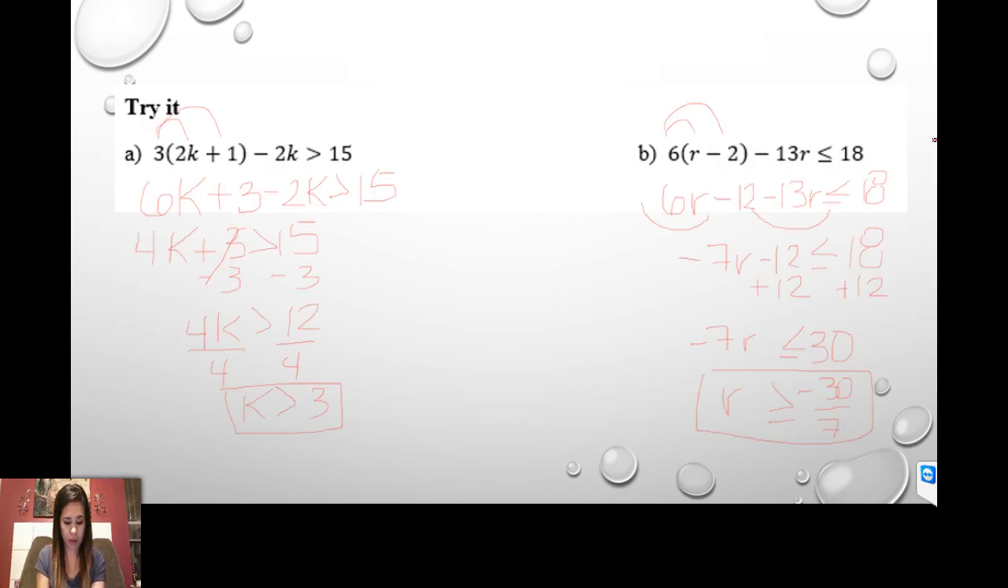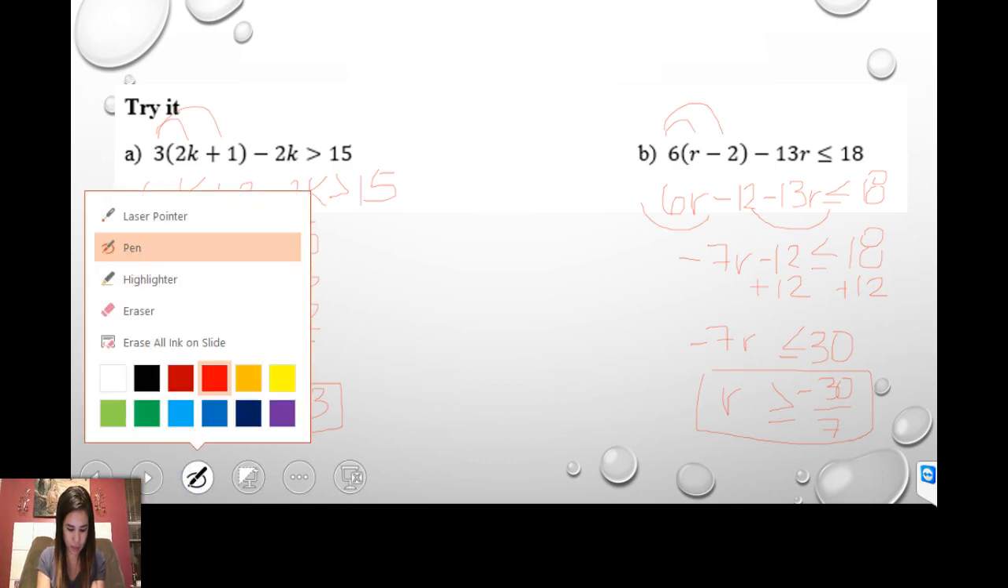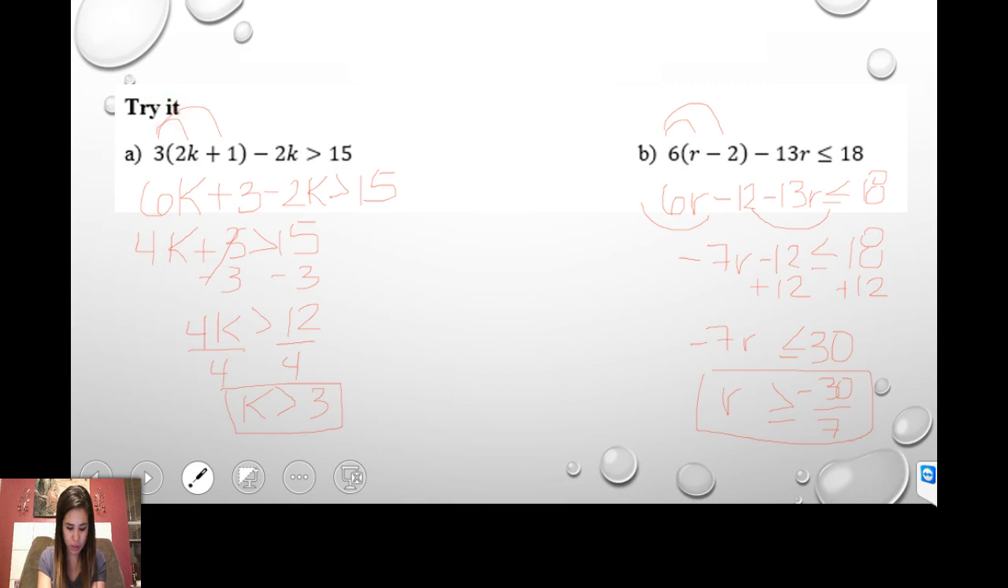Okay guys, so hopefully you were able to do A and B. In A, what we did is we first distributed, so 3 into both. 3 times 2k gives me 6k, 3 times 1 gives me 3. Then I combine my like terms, 6k minus 2k gives me 4k. Then I subtract 3 from both sides. So I'm just left with 4k is bigger than 12. My last step is to divide both sides by 4, and I'm left with k is bigger than 3.